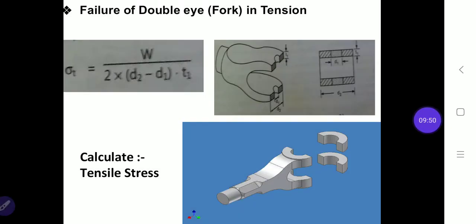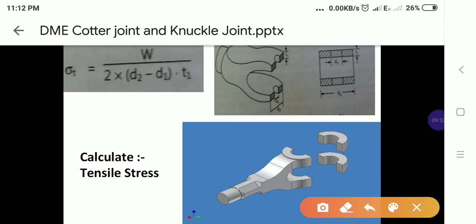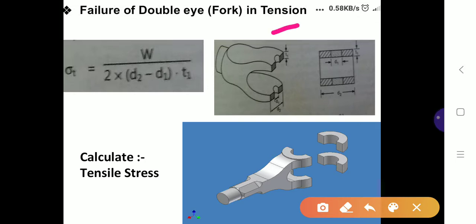Now the next step, failure of double eye under tension. This is the 3D view of a double eye when tensile load is applied, due to which tensile stress develops in that double eye, so failure will occur this way. This is the failure area. Here the dimensional view is represented and the failure area is represented here.